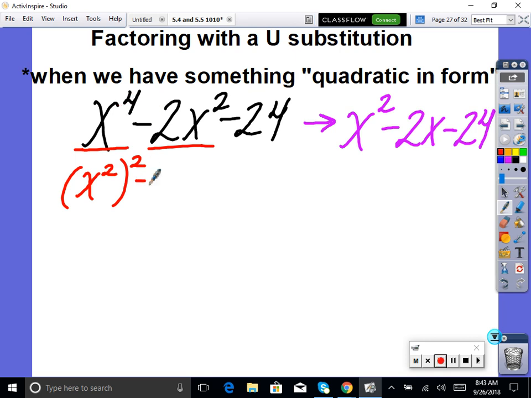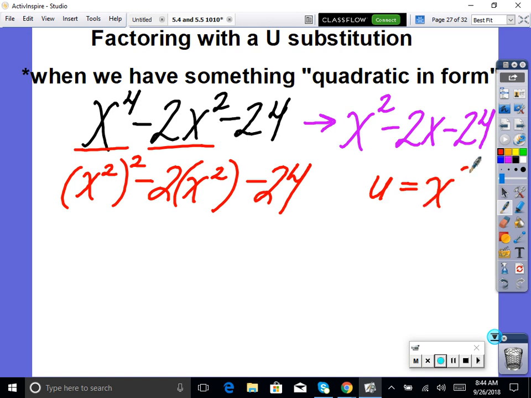Then we have minus 2, and then I'm just going to put it in parentheses, an x squared, and then we have minus 24. Now look at your equation. It has all x squareds in it. So what we can do is go off to the side and make a U substitution. Let u be equal to x squared. Wherever there's an x squared in our equation, we replace it with a u. So our new equation is u squared minus 2u minus 24.